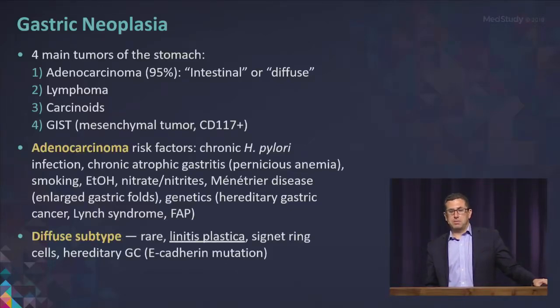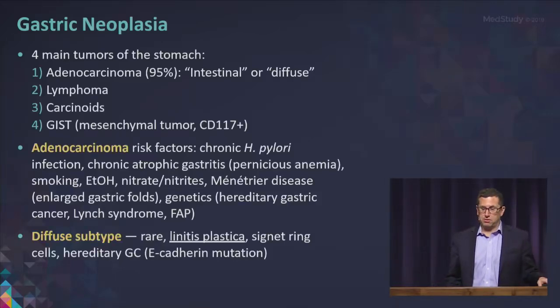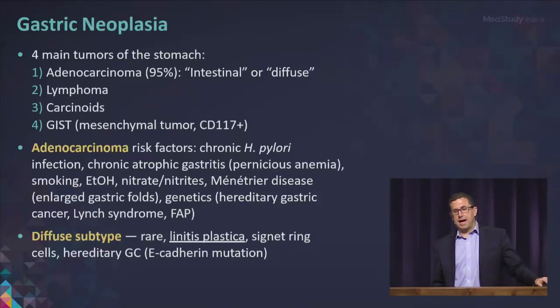For adenocarcinoma specifically, there are a number of risk factors. There's H. pylori, chronic atrophic gastritis, so pernicious anemia patients have an increased risk of adenocarcinoma. Smoking, alcohol, nitrates, nitrites, Menetrier's disease, which is a syndrome of enlarged gastric folds, and then importantly, genetic conditions. So Lynch syndrome, familial adenomatous polyposis, these are risk factors for gastric cancer.